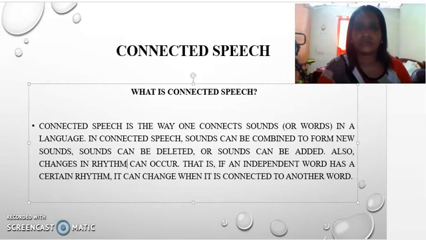Okay guys, we are going to define what connected speech is. Connected speech is the way one connects sounds or words in a language. In connected speech, sounds can be combined to form new sounds. Sounds can be deleted or added. Also, a change in reading can occur: if an independent word has a certain reading, it can change when it is connected to another word. That is the definition of connected speech.